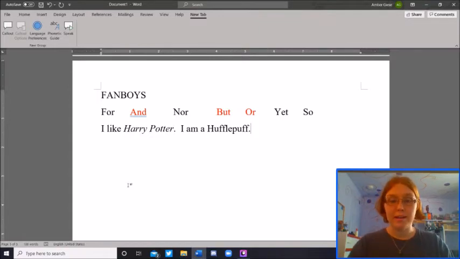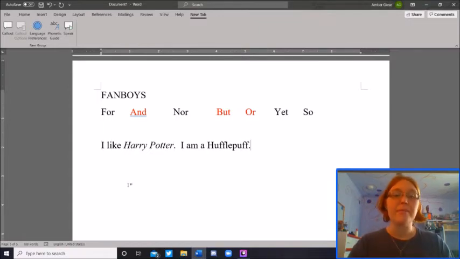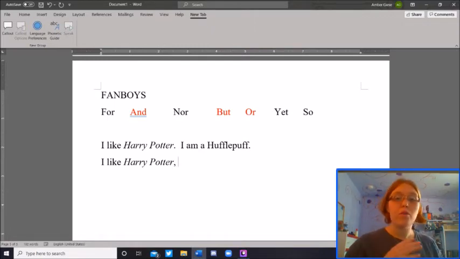This is just what's on my mind at the moment. Please forgive my nerdiness. But I like Harry Potter. I am a Hufflepuff. They're both simple statements, but if I wanted to just be a little creative and stick them together, what I would say is I like Harry Potter, comma, and then I get to pick one of the FANBOYS: for, and, nor, but, or, yet, so. The two words that would work best for this sentence would be for and and. They're both kind of the let's add a point on top of another point. And would be really common, but I'm feeling fancy, so I'm going to use for.